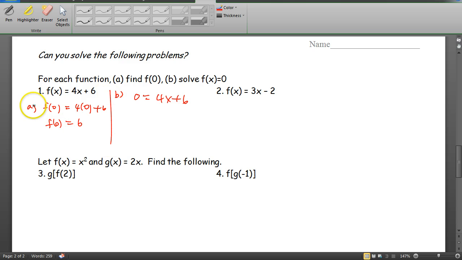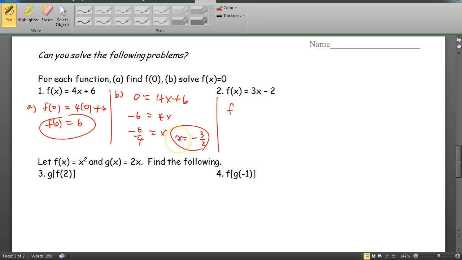Remember we talked about this before, right? So we're asking ourselves which values of x we need so that the y becomes 0. So how do you solve this? Subtract 6 from both sides. So you get 4x equals -6, and then x equals -6 over 4, which is x equals -3 over 2. Any question? So there's part A and then part B.